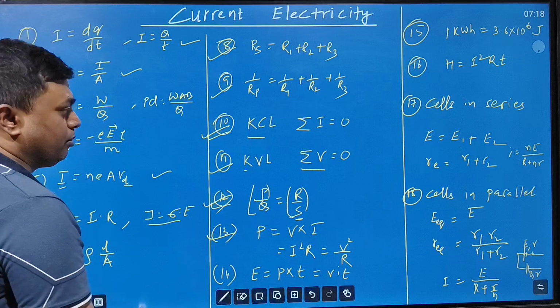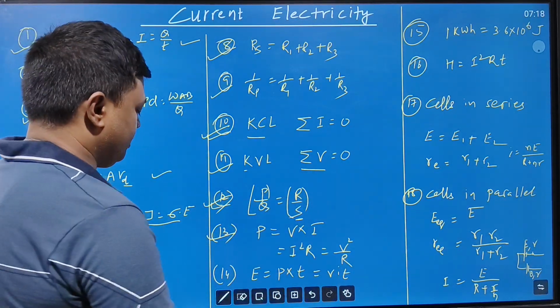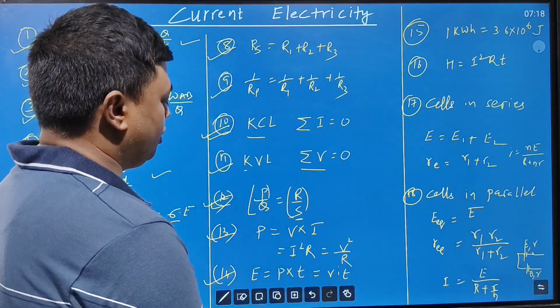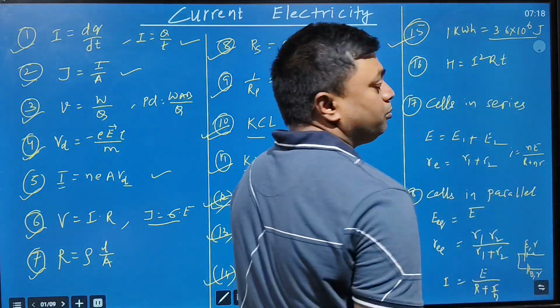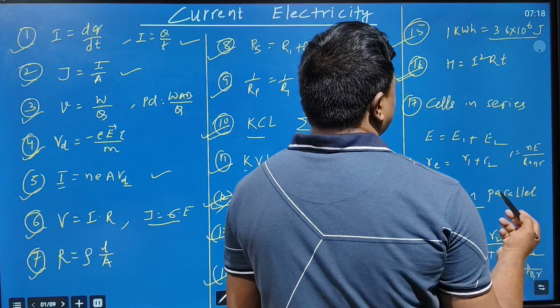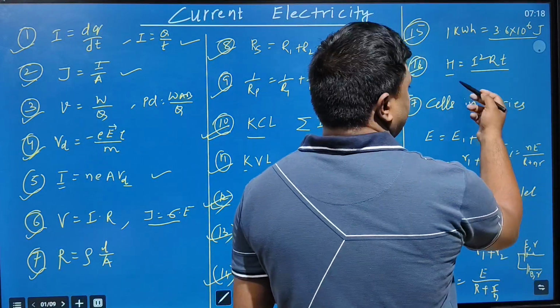When we talk about the power formula, P is equal to what? V into I, or I square R, or V square by R. Energy formula, E is equal to what? P into T, okay, or VIT. 1 kilowatt hour is equal to how much? 3.6 into 10 power 6 joule. Heat produced whenever current I passes through the resistance R for a time T, heat is what? I square RT.